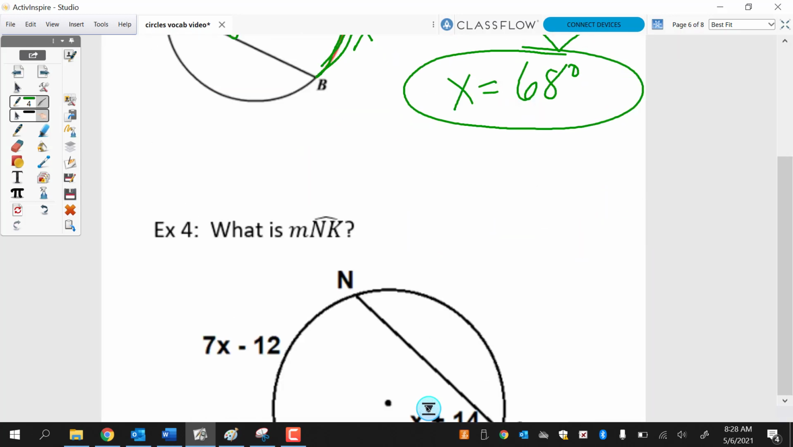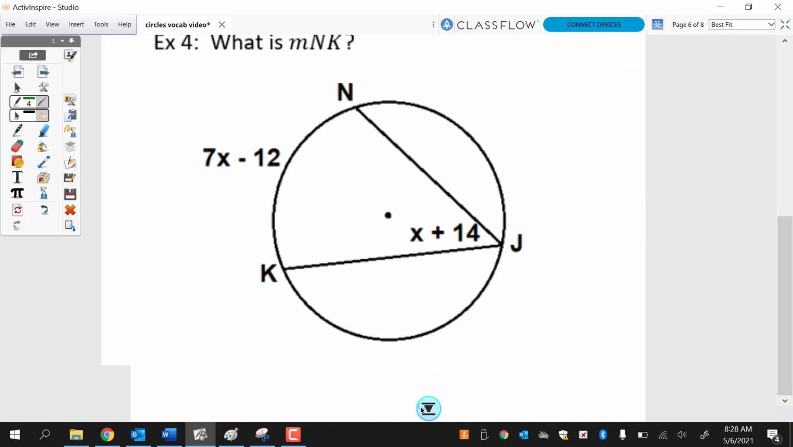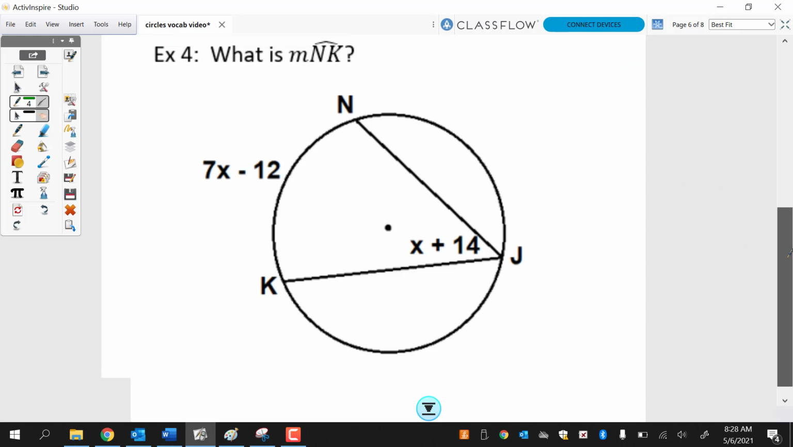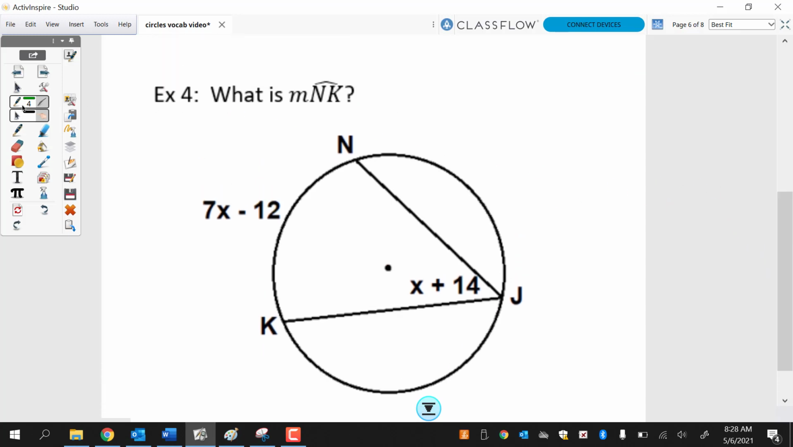Let's look at the next one. The next one's harder because it's all x's. This one wants to know, what is the measure of arc NK? N to K is out here. That's this. It's the arc. Where's my angle? It's over here. What kind of angle is this? Well, it's on the edge of the circle, so that's got to be inscribed.